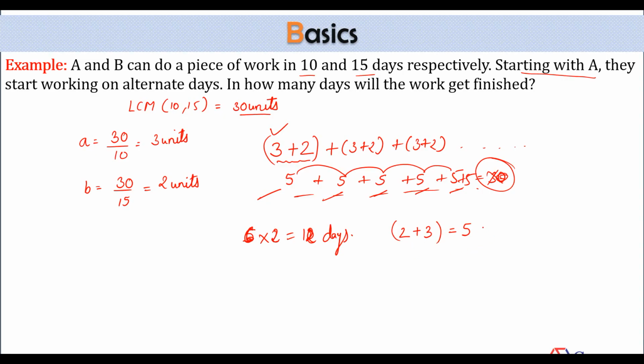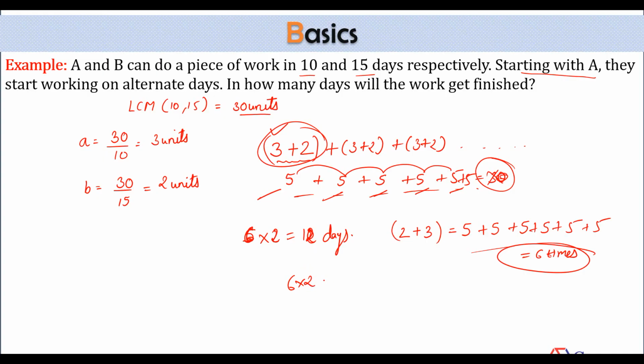Fine. So what is the next 2 days' work? Again 5. Next 2 days' work, again 5. So this 5 should be added how many times here? Again you'll say 6 times. That means you'll have to count 6 cycles here. Since each cycle is of 2 days, 6 cycles will be 6 into 2, 12 days.